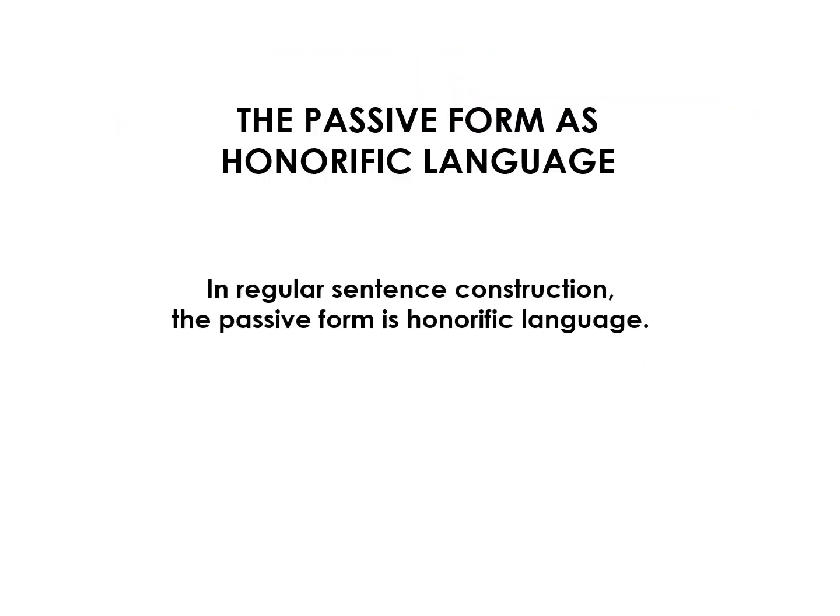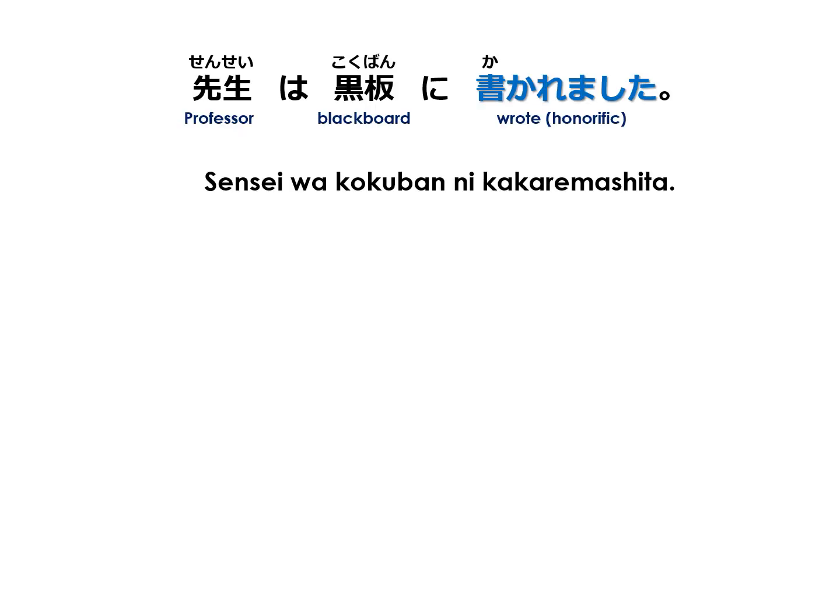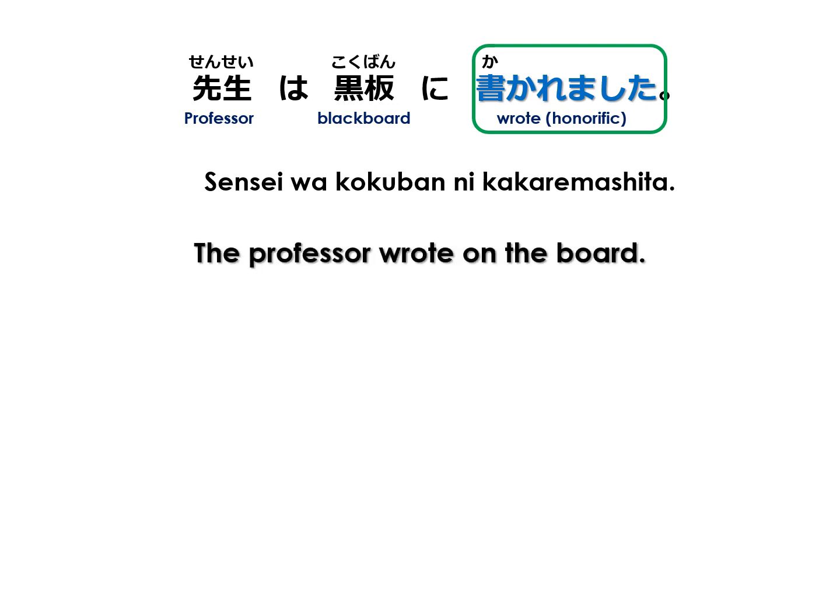Now the passive form, when used in a regular sentence construction, converts the sentence into an honorific one. We use honorific language when speaking with a superior, customer, teacher, or people socially higher than ourselves. For example, sensei wa kokuban ni kakaremashita. This is a regular sentence construction, except for the verb which is in the passive, so this must be an honorific sentence. Translation: the professor wrote on the board.